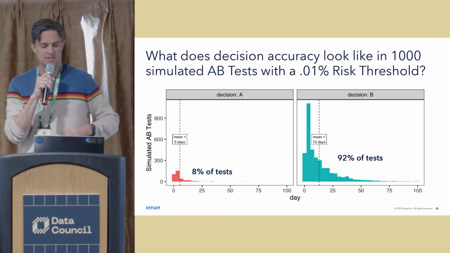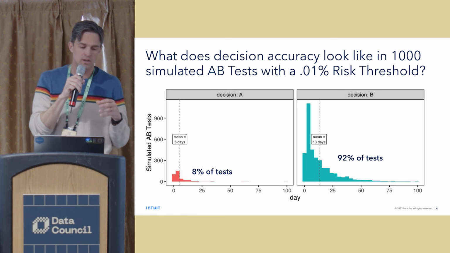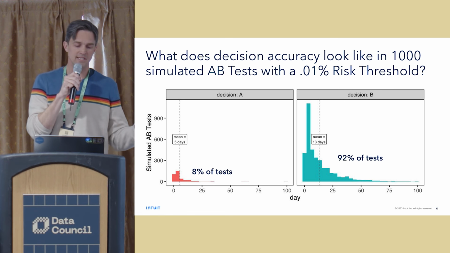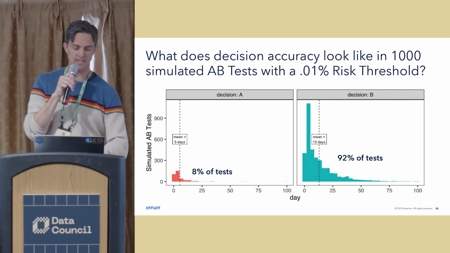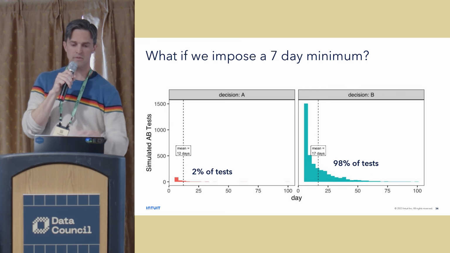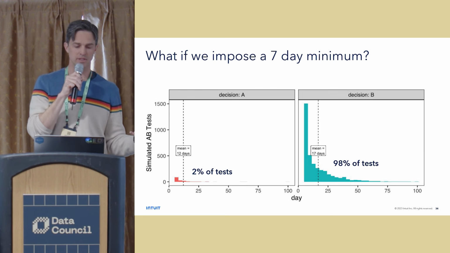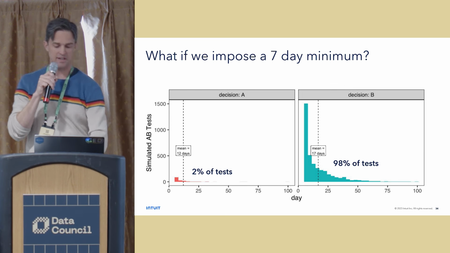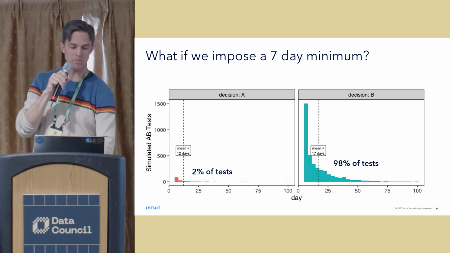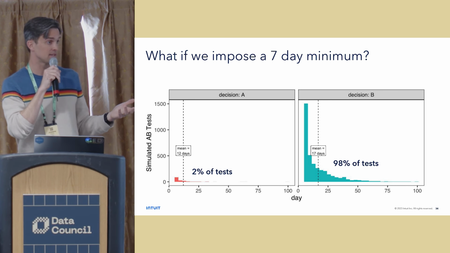But I'm looking at these histograms and I'm like, oh, that's interesting. Almost all of my mistakes when I choose variant A are happening very early, in the first few days of the test. So what if I impose a 7-day minimum sampling period? Well, now my decision inaccuracy, I think it was at 8%, went from 8% down to 2%.